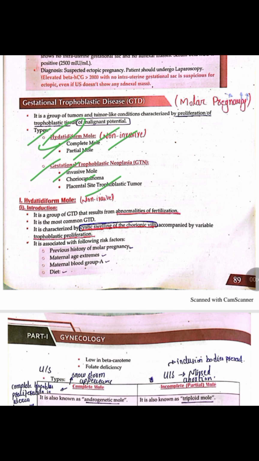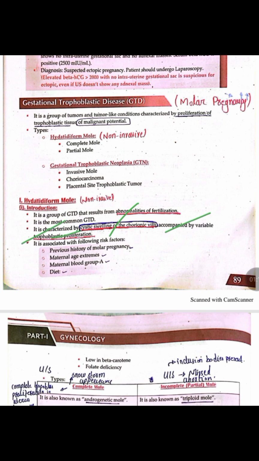The first one is the hydatidiform mole. Hydatidiform mole is also known as molar pregnancy, and it is the non-invasive type of gestational trophoblastic disease, and it is the most common gestational trophoblastic disease. It results from abnormalities of fertilization, and is characterized by cystic swelling of the chorionic villi along with abnormal trophoblastic proliferation.